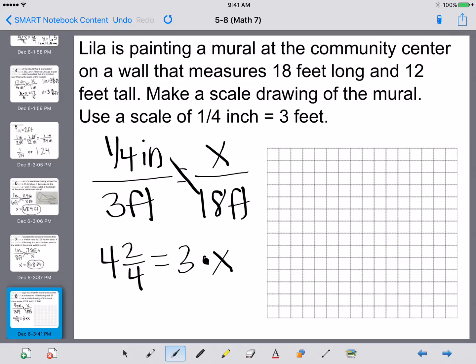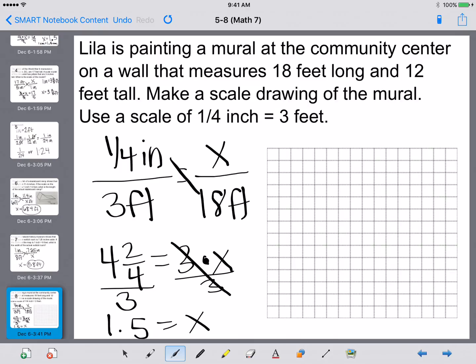If we want to get x all by itself, you got to divide by 3. What you do to one side, you do to the other. And this ends up telling us that the length is 1.5. When you do your math, that's what you get. 4.5 divided by 3 gives you 1.5.